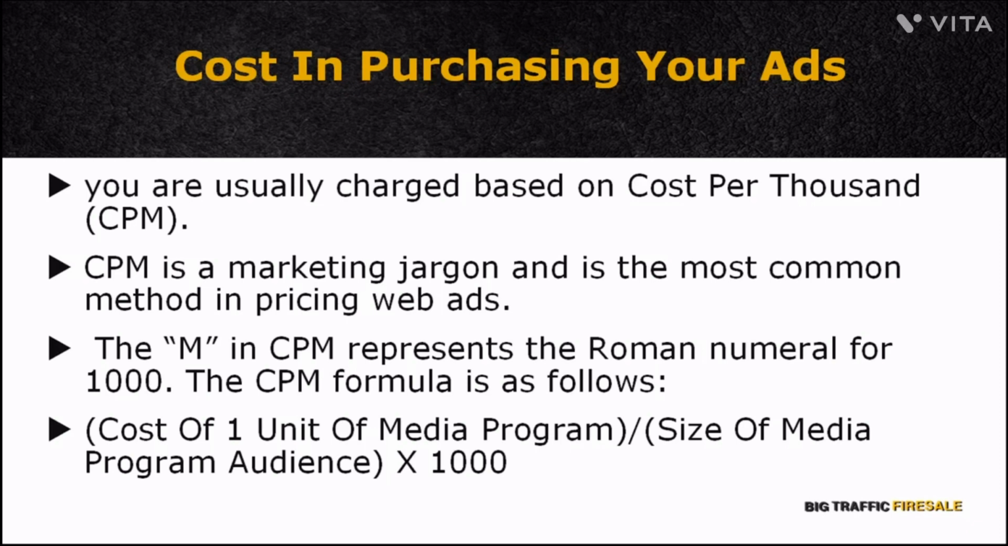Some solo ad sites will charge you based on their fixed rate. For instance, it'll cost you $1,500 to advertise to a mailing list of a specific size. The M in CPM represents the Roman numeral for 1,000. The CPM formula is as follows: cost of 1 unit of media program divided by size of media program audience times 1,000.